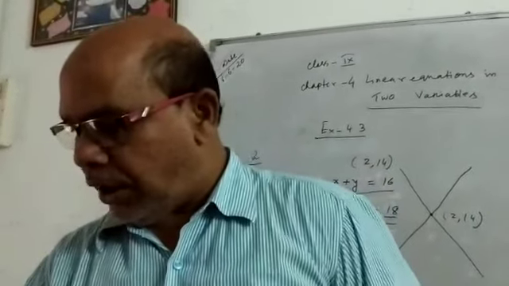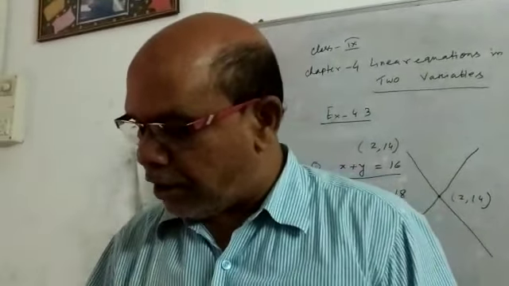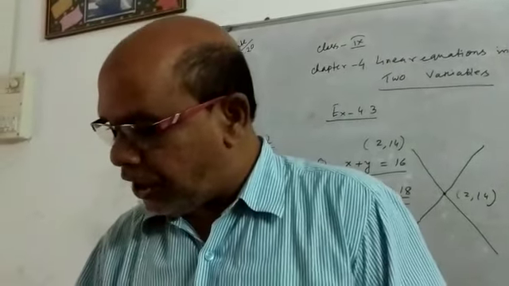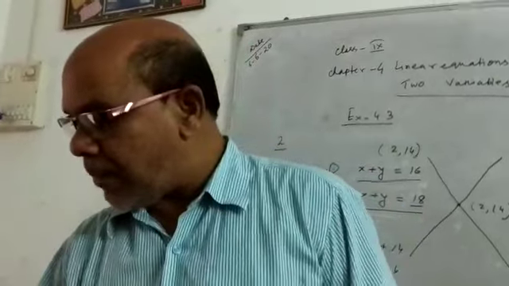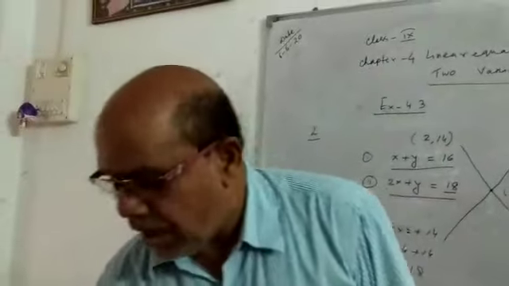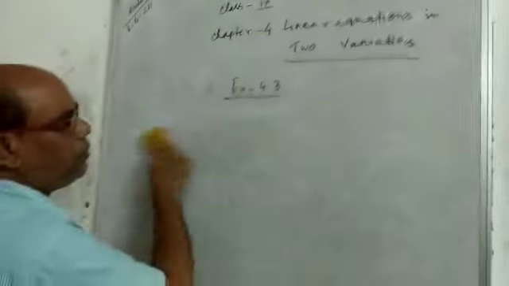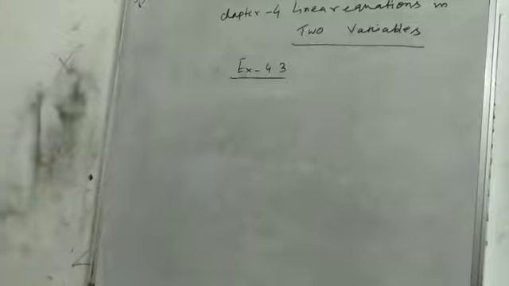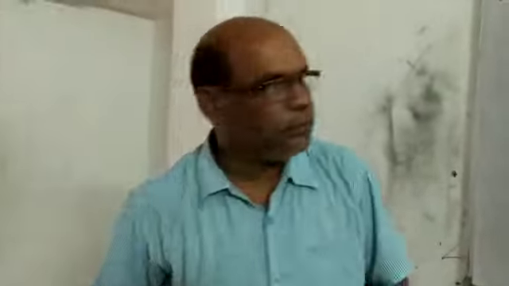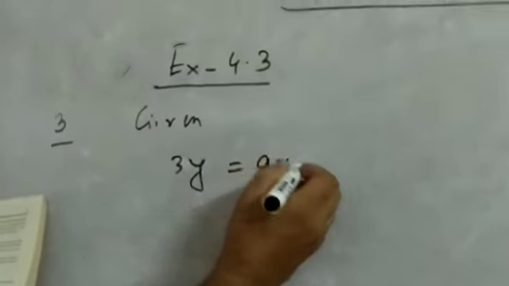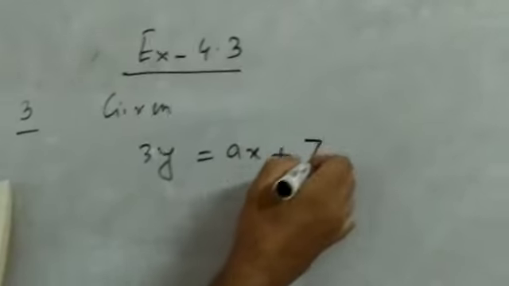Then number 3. Read question number 3: if the point (3, 4) lies on the graph of the equation 3y is equal to ax plus 7, find the value of a. Again, read question number 3. This is also a general question, not asked to draw the graph. Here I will write the equation. Equation is 3y is equal to ax plus 7.